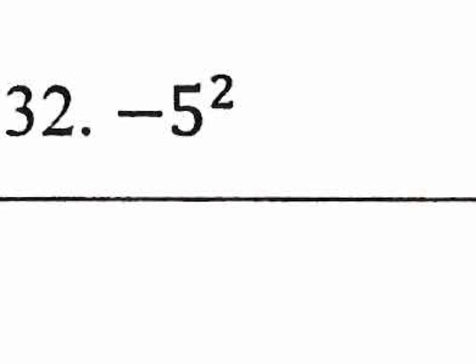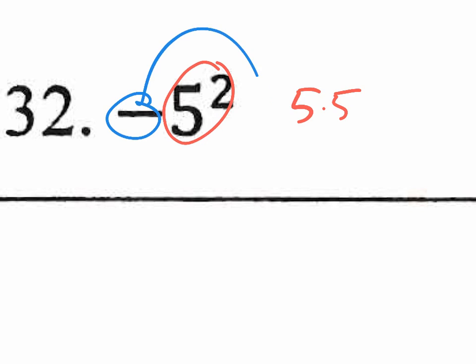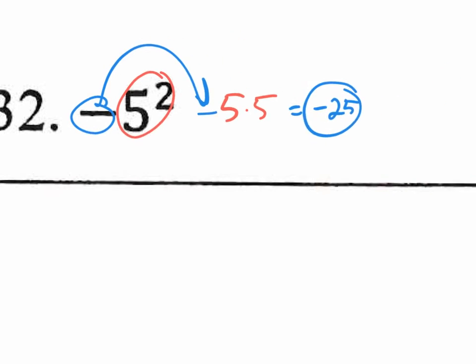And number 32, when you have negative 5 without parentheses squared, technically that's telling you to expand 5 squared, which is 5 times 5, and you simply take that negative sign and put it in the front. So you really have a negative 5 times a positive 5, which makes it, final answer, negative 25. So parentheses do make a difference.